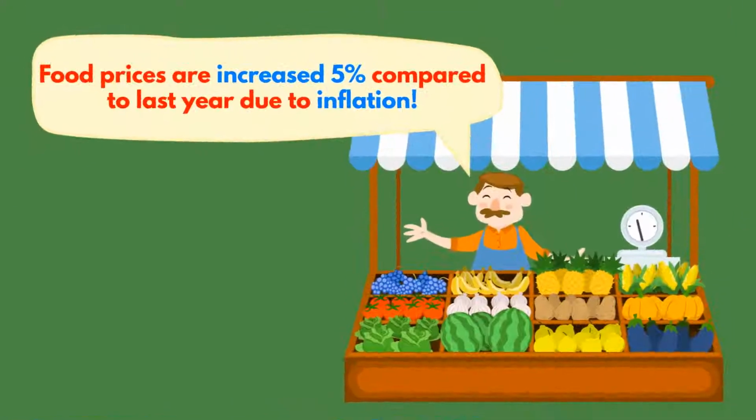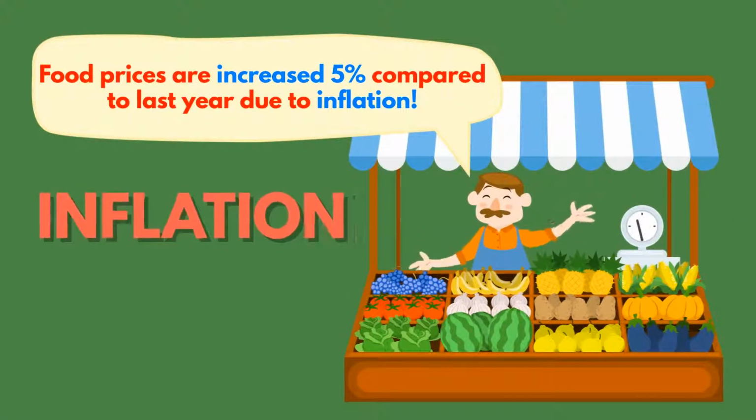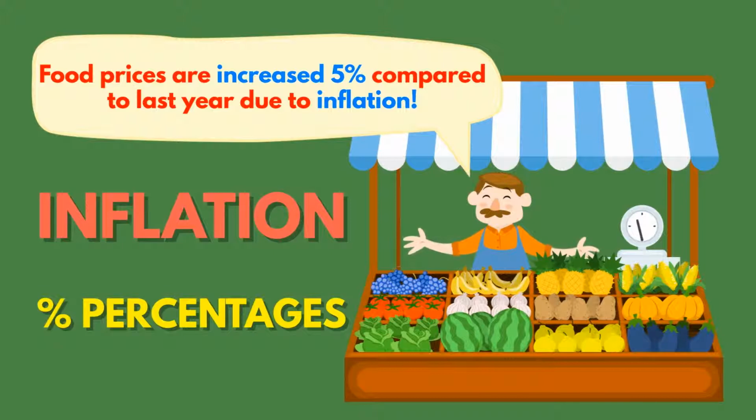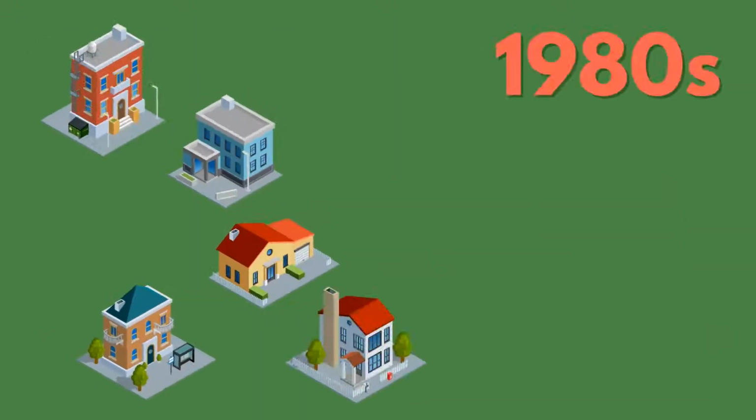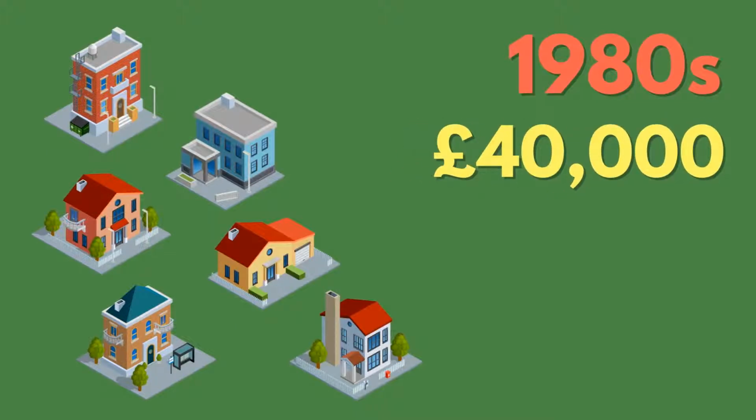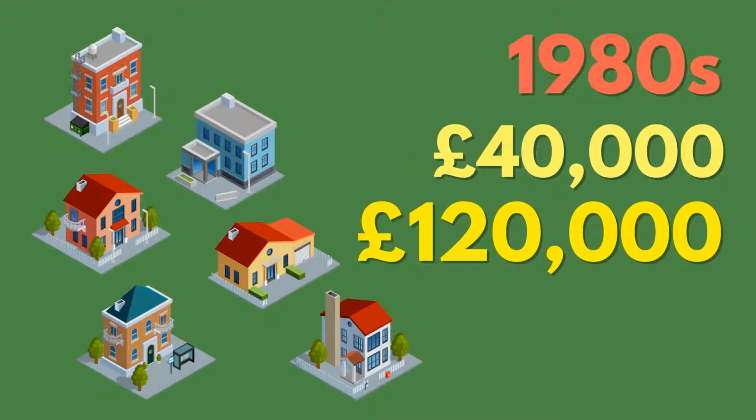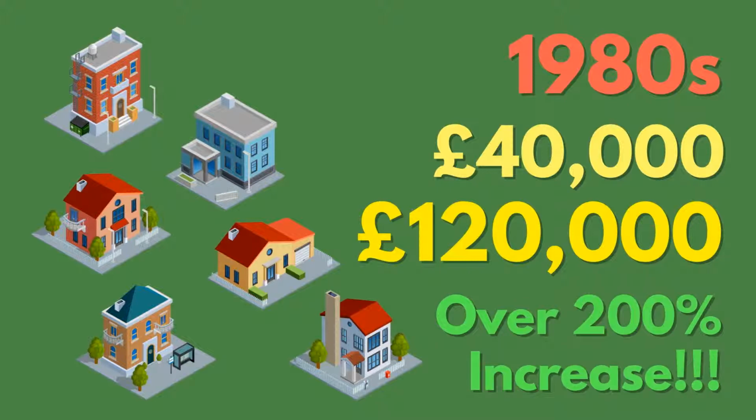If the price of goods increases, we call it inflation, and we measure it in percentage terms. Over time, these can amount to huge increases. Houses in the 1980s, valued at £40,000, are now worth in excess of £120,000, an increase of over 200%.